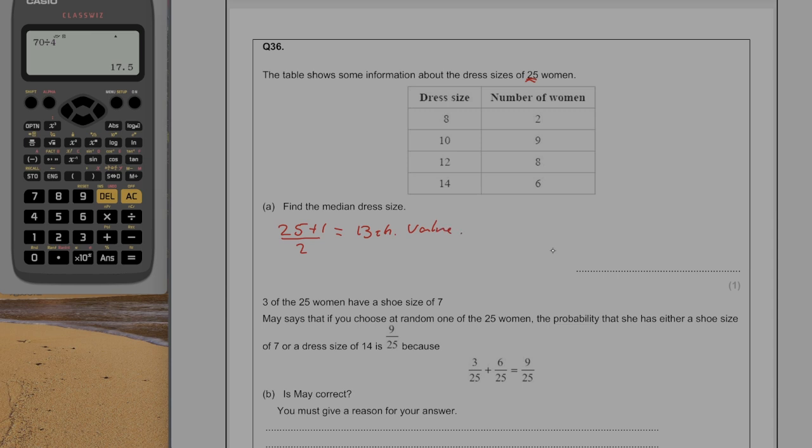If we keep a running total, we've got 2 that are an 8 or smaller, we've got 11 that are a 10 or smaller, and then we've got 19 that are a 12 or smaller, which means that the 13th value, well, the 11th is a 10, the 12th is a 12, the 13th is a 12, so it would be a 12.